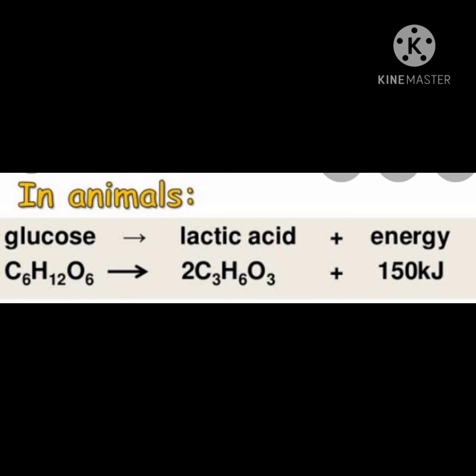Okay, and this accumulation of lactic acid results in a special kind of painful sensation. This is what is called a muscle cramp.